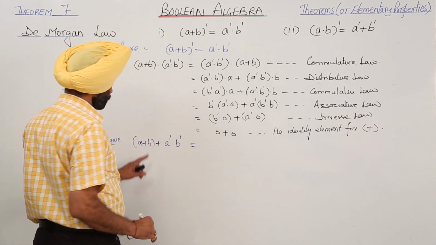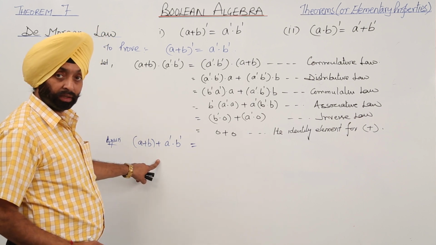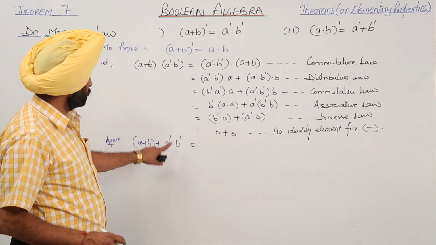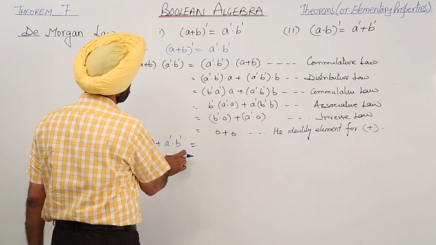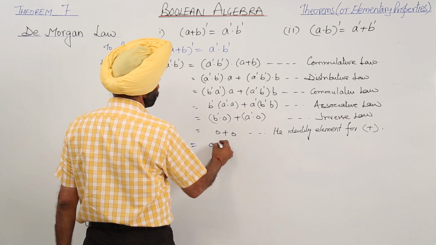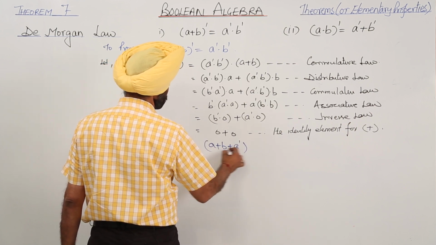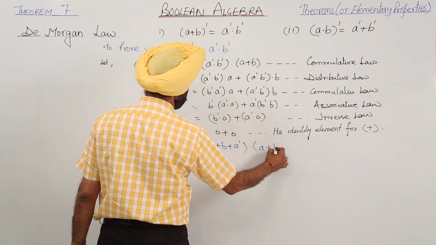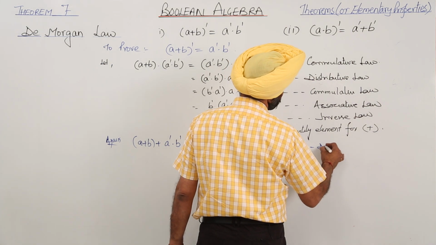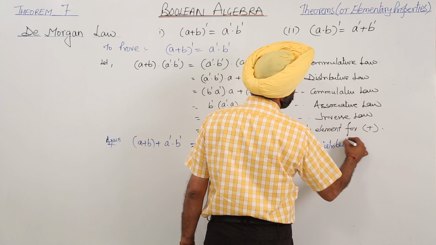Now this can be written as, A plus B, in place of dot I have taken the plus sign here, symbol plus and dot. Okay. So A plus B plus A inverse dot B inverse. Now this can be written as A plus B plus A inverse dot A plus B plus B inverse. Distributive law.